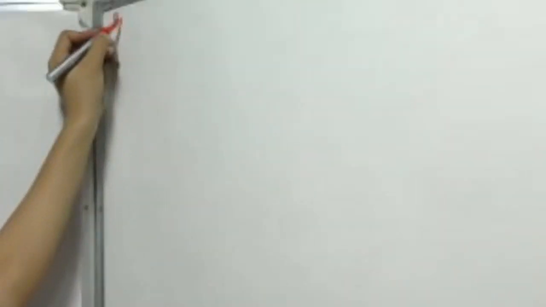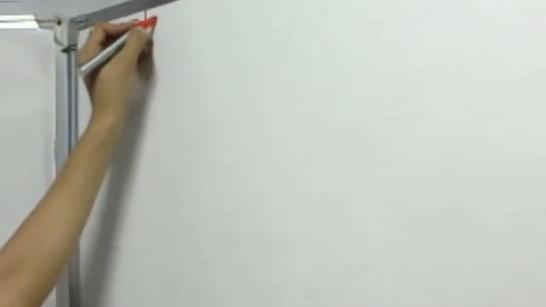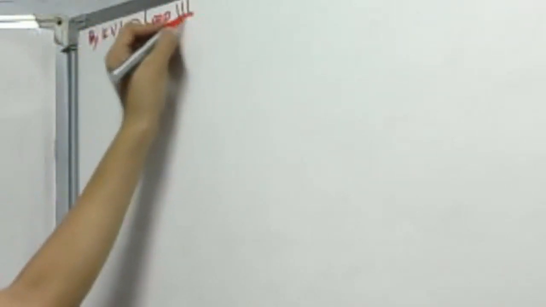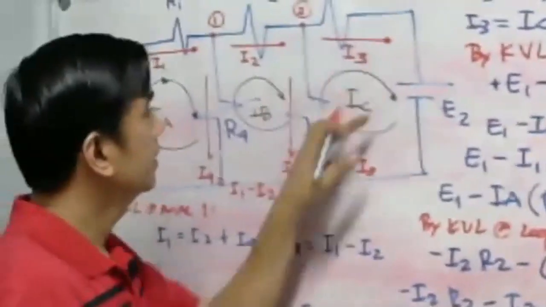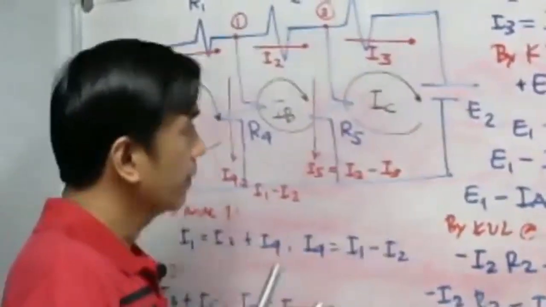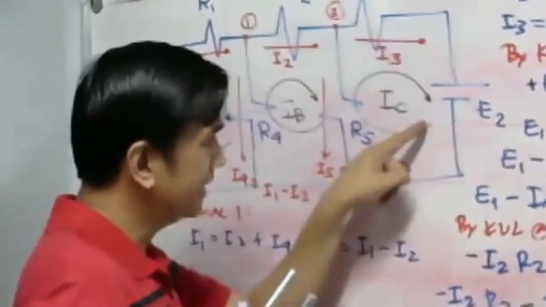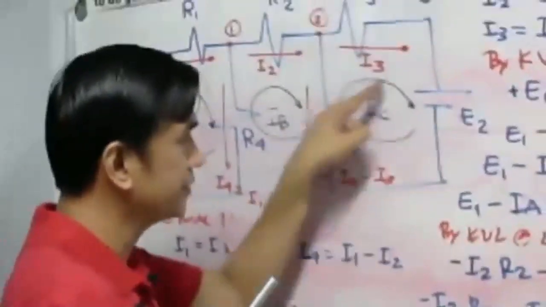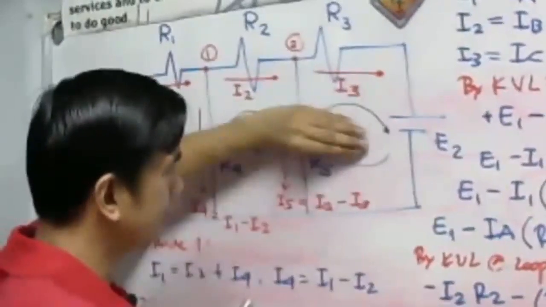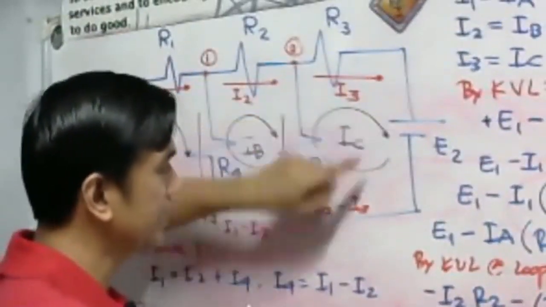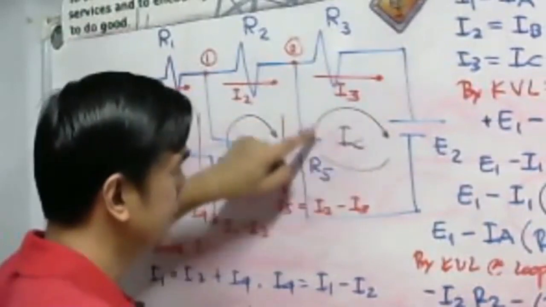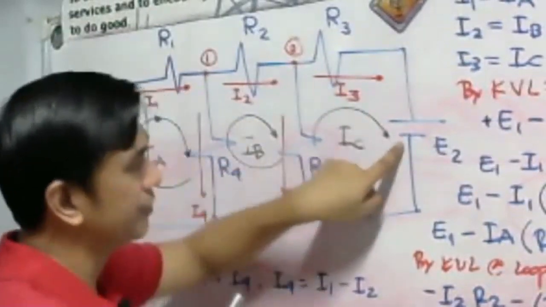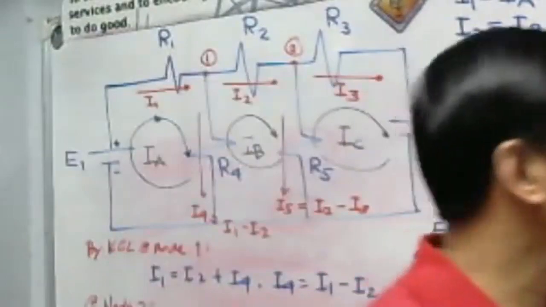What about for loop number 3? So by Kirchhoff's voltage law at loop 3. Okay, so this is at loop number 3. Take a look here. We have a loop here. So let us consider first this as our circuit tracing in Kirchhoff's voltage law. Let us forget first our IC here. Let us treat this as our circuit tracing. So it leaves on the negative terminal of E sub 2. Therefore, negative E sub 2.